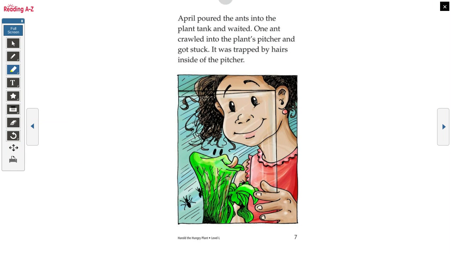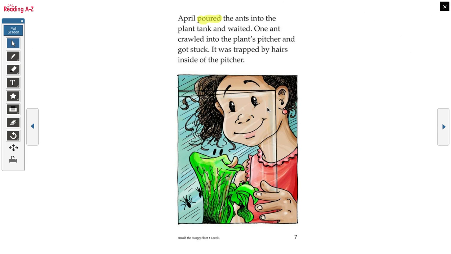All right, so now we come to another word, this word right here. Now I'm going to ask myself, what would sound right here? "April blanked the ants into the plant tank and waited." So we're looking for an action word. We're trying to find a word that's telling us what April did. So if I know it's an action word, I know words that are nouns or describing words aren't going to work here. I'm looking for what she did to the ants.